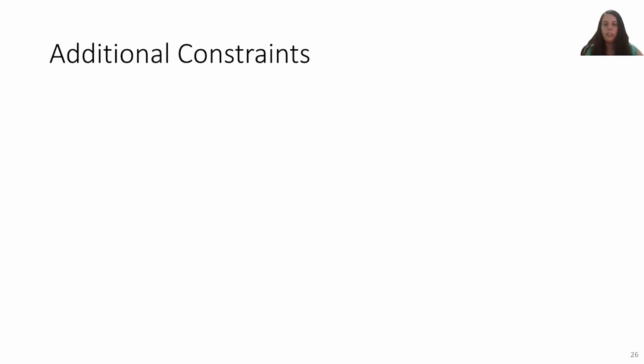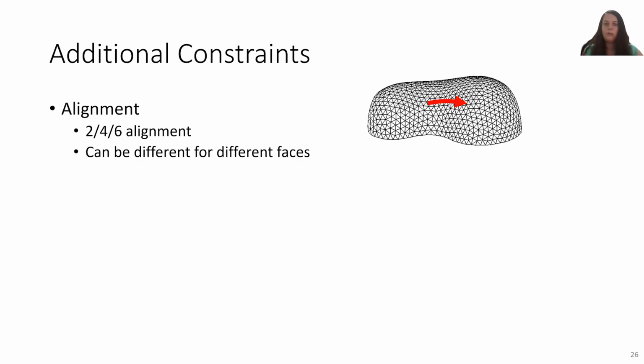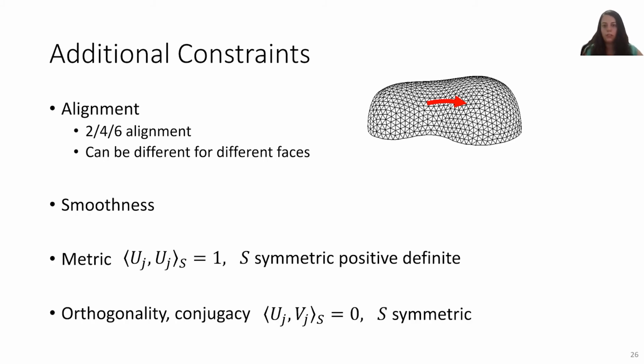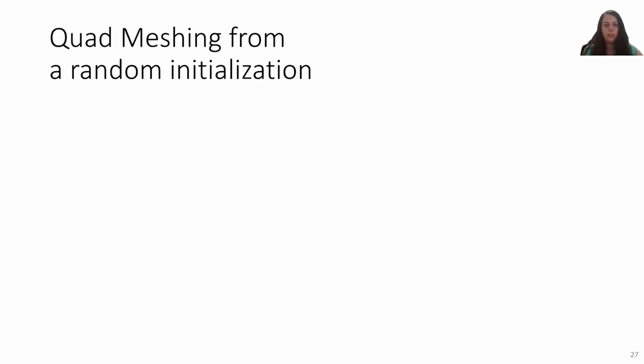Back to our formulation, we can add a variety of constraints to the CPF and LICO constraint. Alignment allows us to align quads or hexes to given directions. We also add smoothness, constraints on the metric, and orthogonality. So given a set of constraints, we compute UV that lead to a matching parameterization.